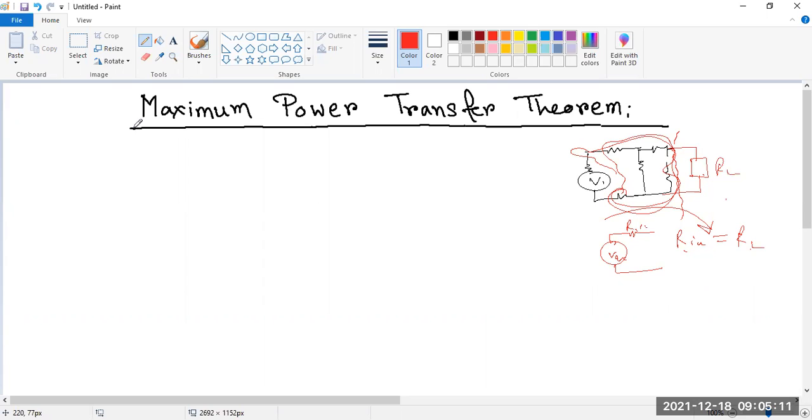So let's see what the statement is, then what the steps are by which we can solve a problem, and then we can perform an example also.